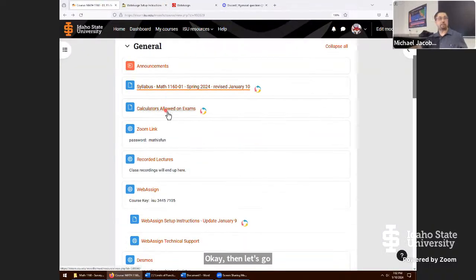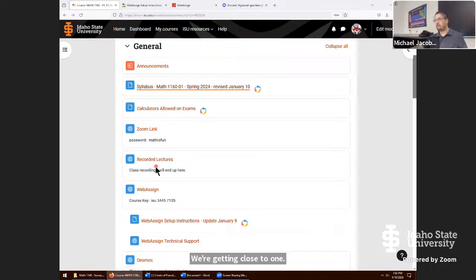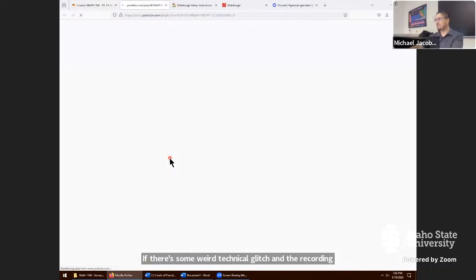This is just a document to say which calculators are allowed on exams. We'll discuss that again as a reminder when we're getting close to one. Our Zoom link's here, and all the recordings for the class are going to end up here. If there's some weird technical glitch and the recording is just gone beyond repair, then we might lose one, but that's very, very rare for these classes.